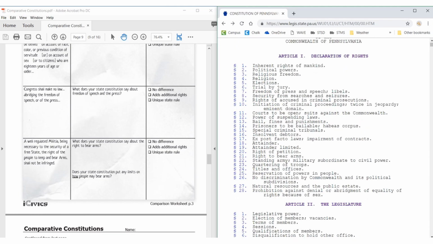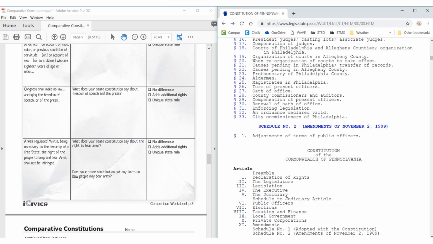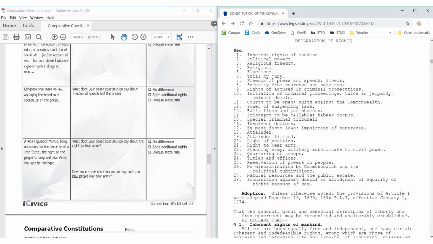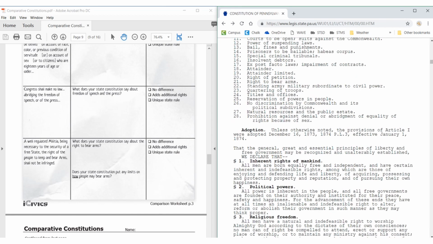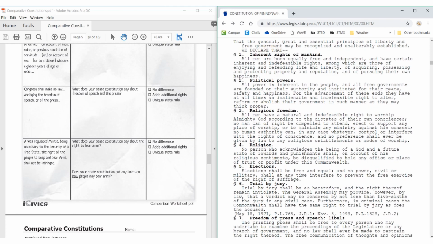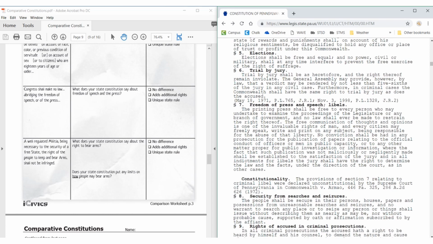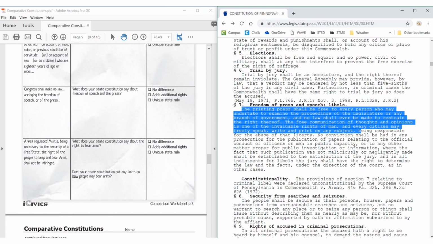So let's scroll down to Article 1. Now, if you notice one key change, our Article 1 is our Declaration of Rights. It's not amendments at the end of the Constitution like they are in the United States. That's a pretty significant difference. So we have freedom of press. And here is the entire thing.